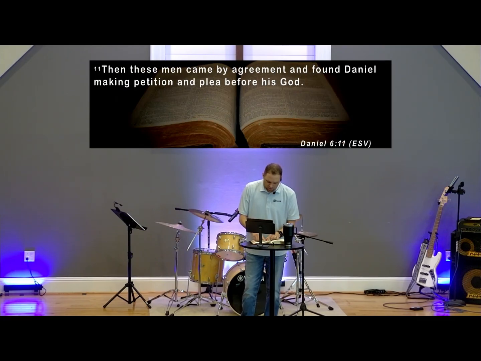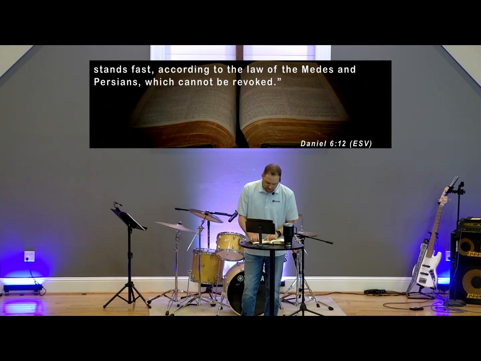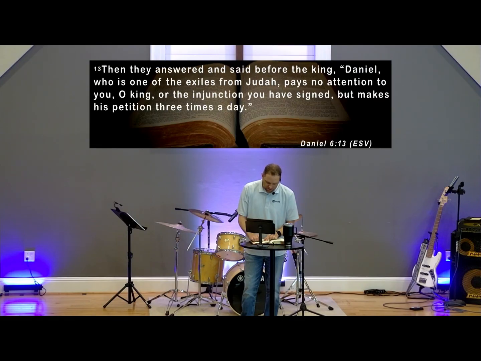Then these men came by agreement and found Daniel making a petition and plea before his God. And then they came near and said before the king concerning the injunction, O king, did you not sign an injunction that anyone who makes a petition to any god or man within 30 days, except to you, O king, shall be cast into the den of lions? And the king answered and said, the thing stands fast according to the law of the Medes and Persians, which cannot be revoked. Then they answered and said before the king, Daniel, who is one of the exiles from Judah, pays no attention to you, O king, or the injunction you signed, but makes his petition 3 times a day.